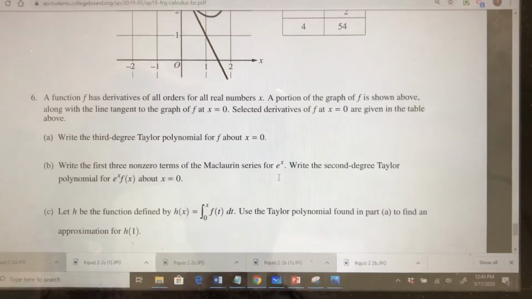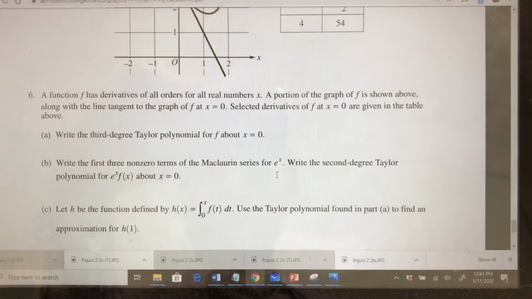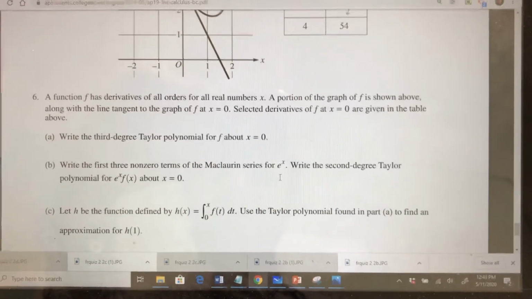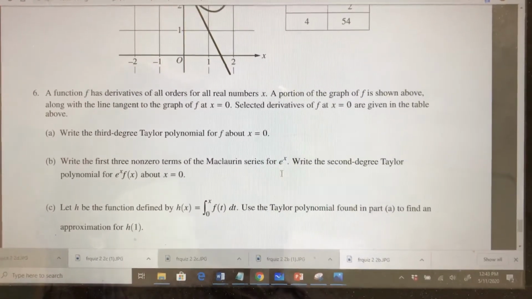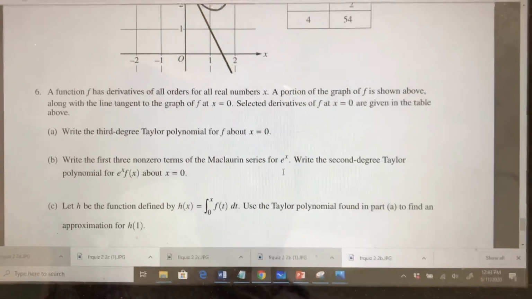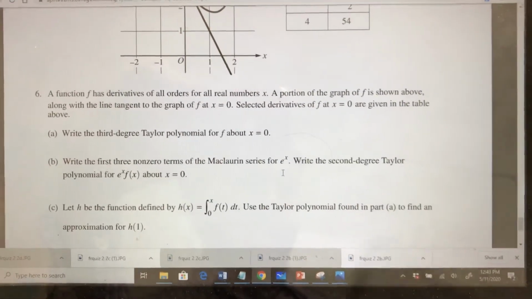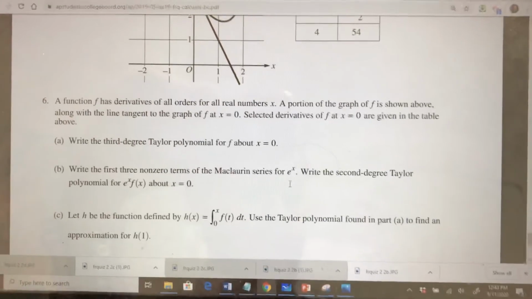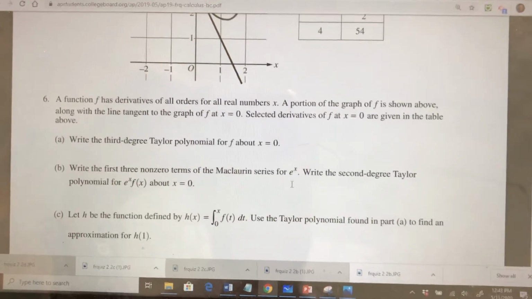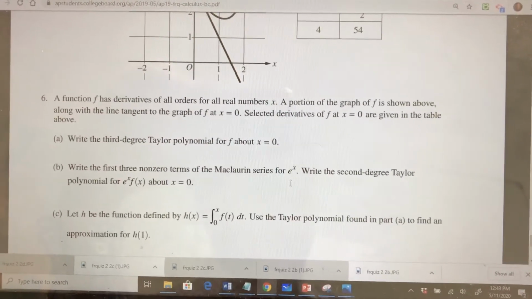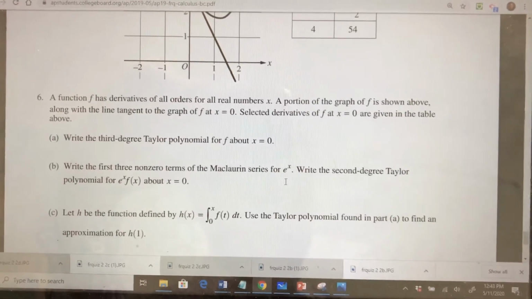Okay, part C says, let h be the function defined by the integral of f of t. Use the Taylor polynomial found in part A to find an approximation for h of 1. Okay, not f of 1, h of 1. So we got to do this integral function here, and that's going to be the integral of 3 minus 2x plus 3 halves x squared.